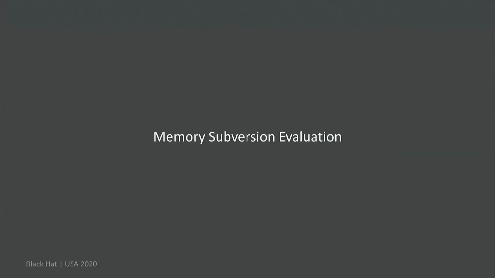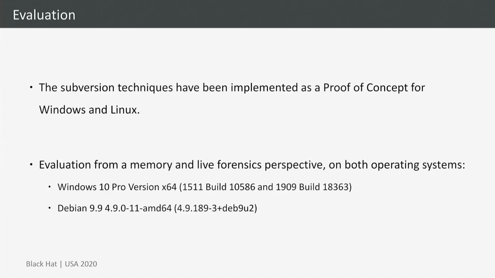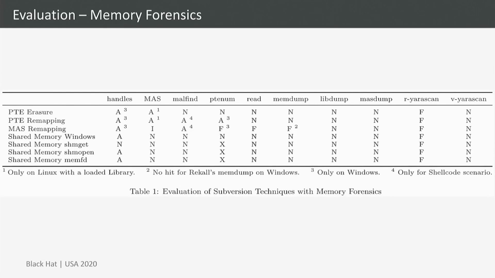Okay, let's have a look at the evaluation. We implemented our techniques for Windows and Linux and tested them in multiple VMs for Windows and Linux, in both cases on x64 architectures. Those are the results from the memory forensics point of view. We used multiple plugins, including YaraScan plugins. We used Rekall and Volatility for all those plugins. What you can see for YaraScan, for example, is that Volatility's YaraScan was not able to detect any of our hidden malicious content, but Rekall did.